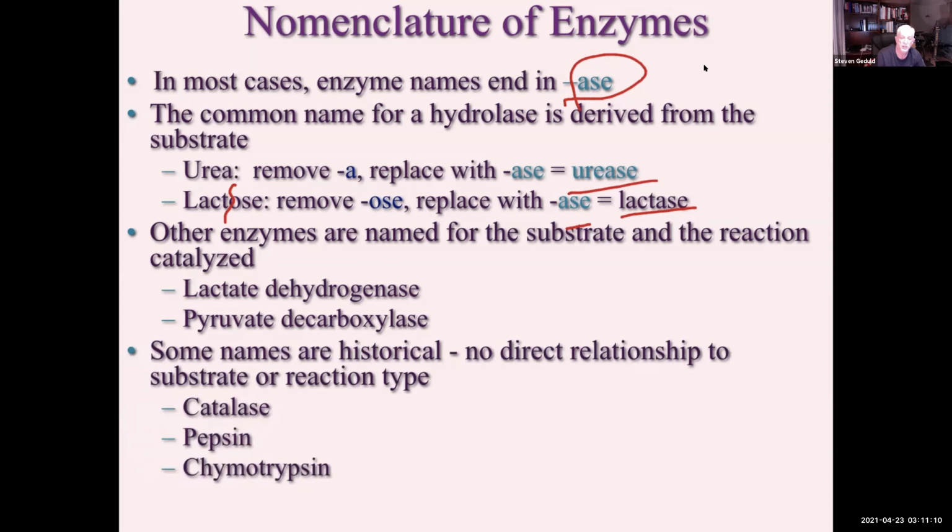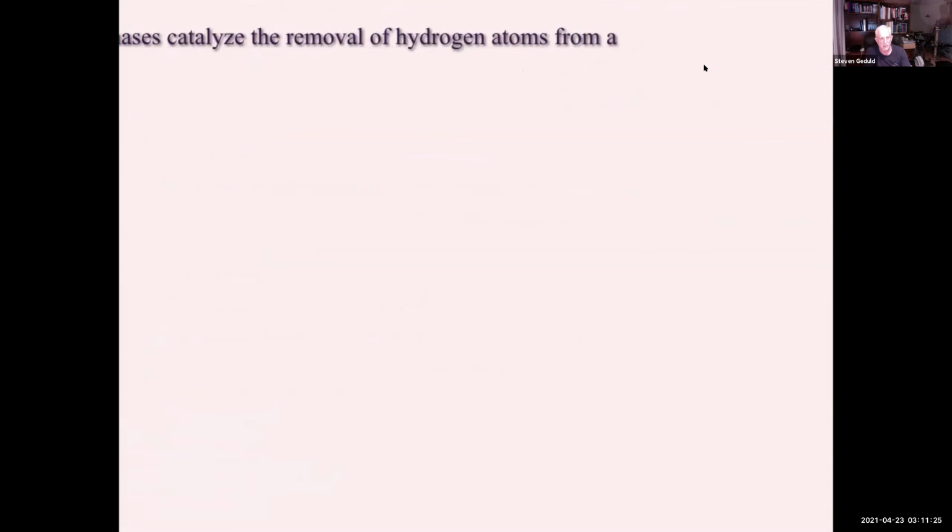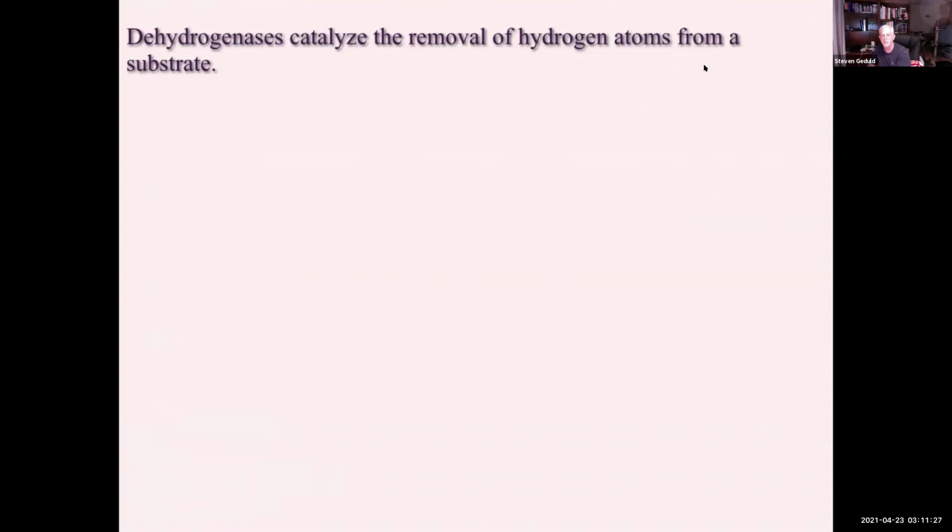Makes it real confusing trying to learn everything. And then chymotrypsin, and trypsin. You'll learn the common enzymes as we use them. They become apparent. Those are just historical names that have been assigned to them. So dehydrogenases catalyze the removal of hydrogen atoms from a substrate. So dehydrogenase removes a hydrogen atom.